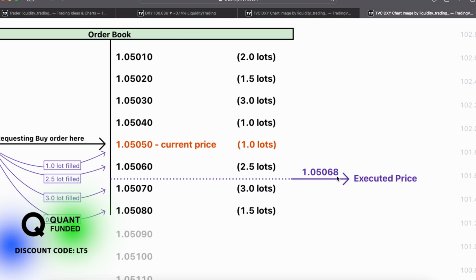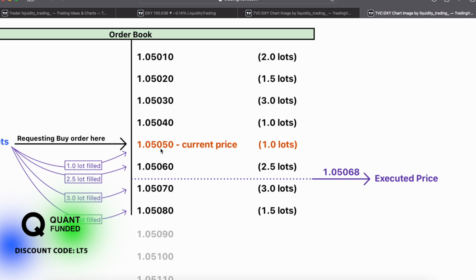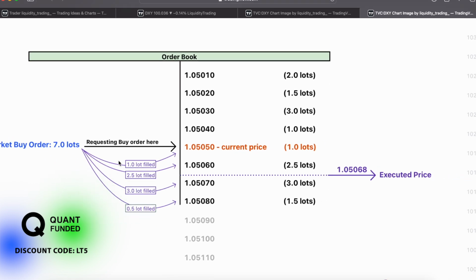So in this case, there would have been a 1.8 pip slippage with this example, but once again it does show how the order will be matched up with a different trader's counterparty order. So that of course is creating the slippage.